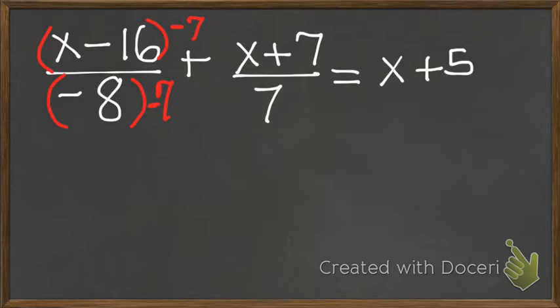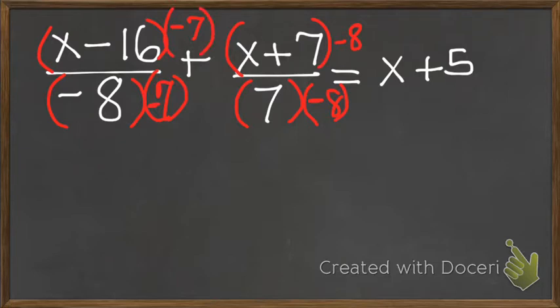What about negative 56 divided by 7? That would be negative 8. So we would put negative 8 on the bottom, and we would put negative 8 on the top.